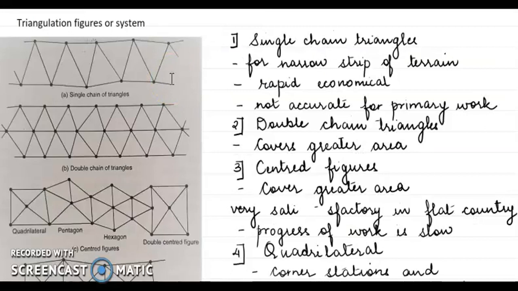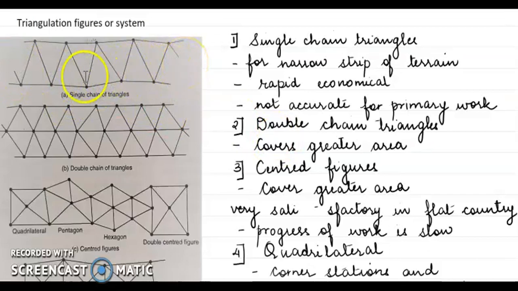Next is your triangulation figure system. Triangulation figure is basically a group of triangles, which is kind of setting out of the points, like how you select which points are going to form your triangles. So the first one is a single chain triangle. You can see the image here. If this is going to be your setup or a selection of the points on ground, then it's very rapid, no doubt, but it will not be accurate because the spread is along one direction only.